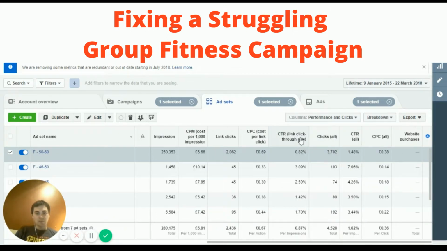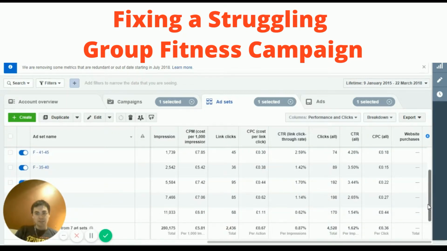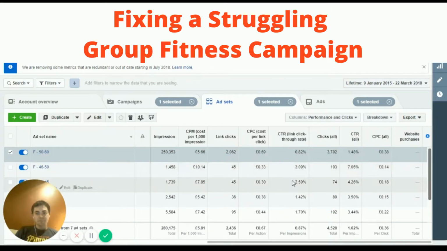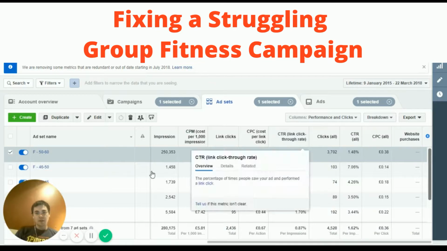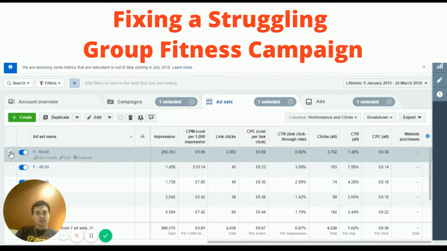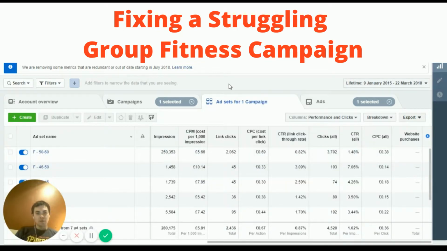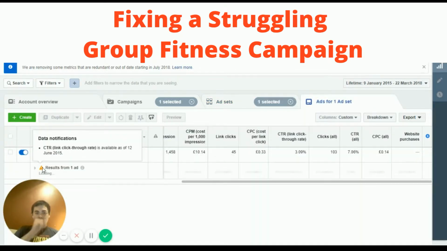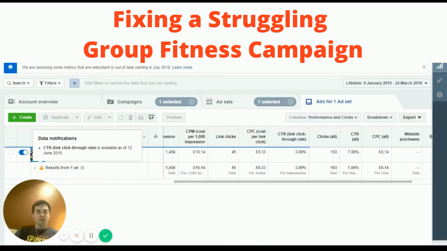Ideally, we would want this number to be above 1%. In your case, it is in most of these ad sets, not all of them. But you want it to be above 1%. There's a couple of ways you can go about using that to your advantage. If you have a high click-through rate but a low conversion on your landing page, then there's an issue with your landing page. But if you have a low click-through rate, then obviously there's a problem with your ad.